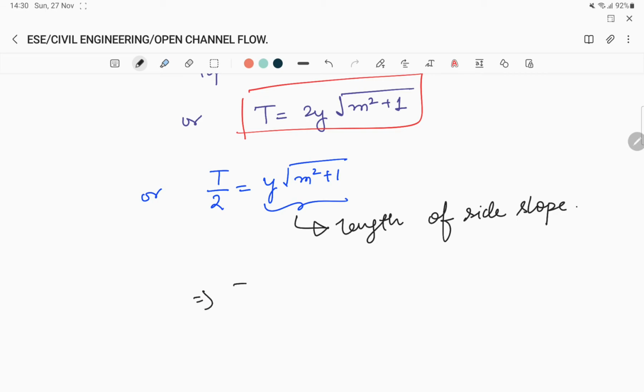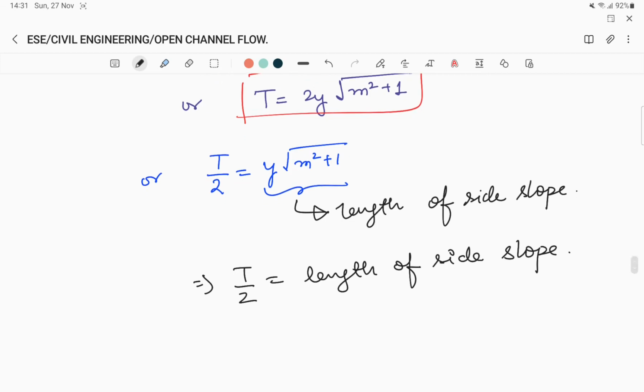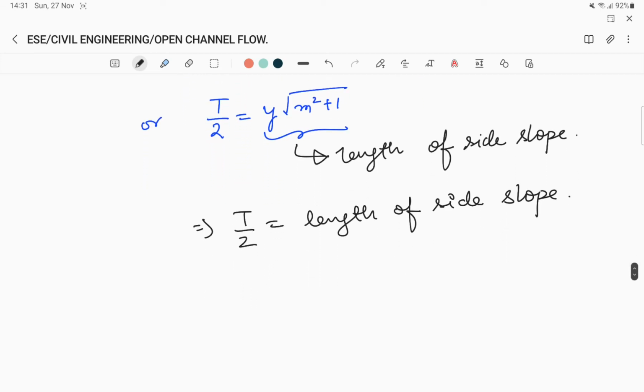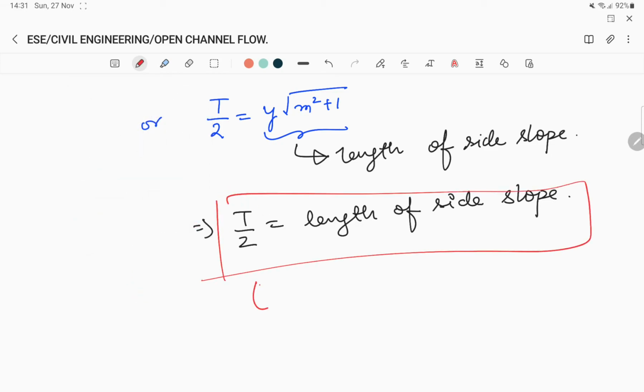So this gives T by 2 is equal to length of side slopes. So in the case of the most efficient trapezoidal section, we can say the half of the top width is equal to the length of the side slope. This is the first condition for the efficient trapezoidal section.